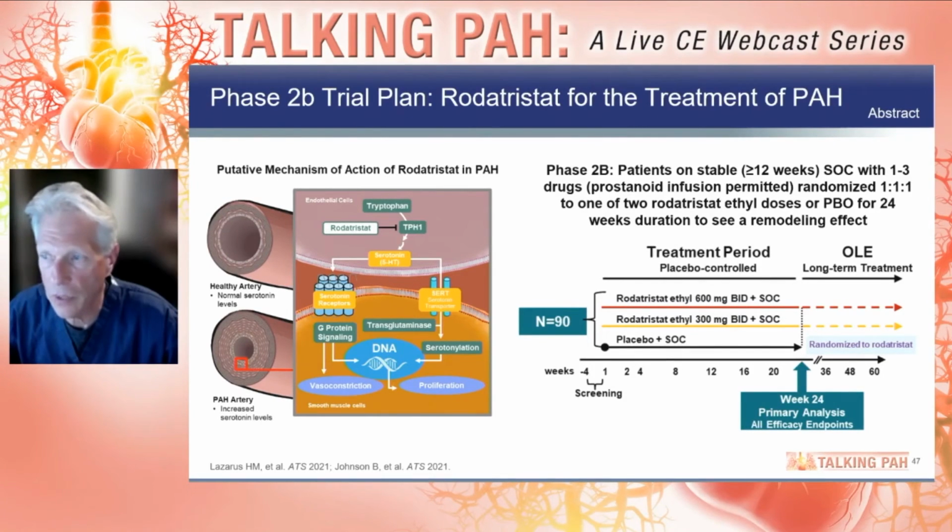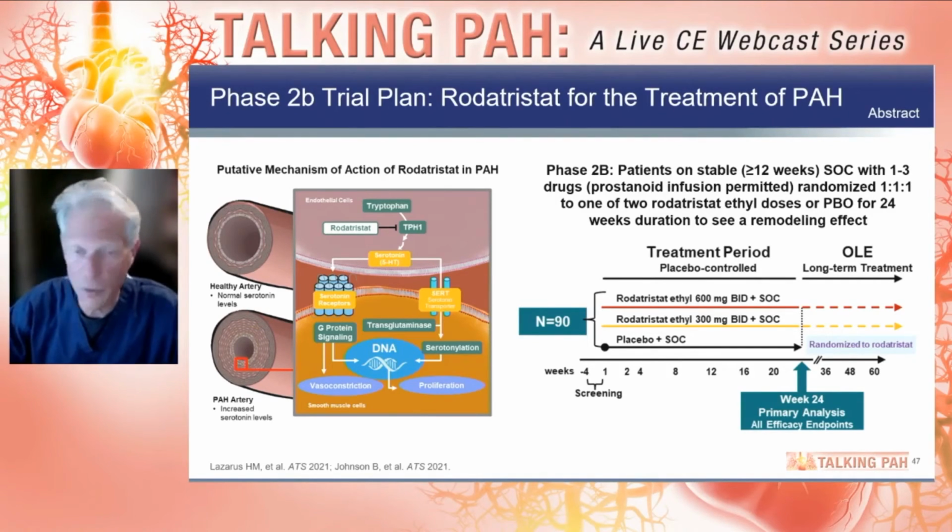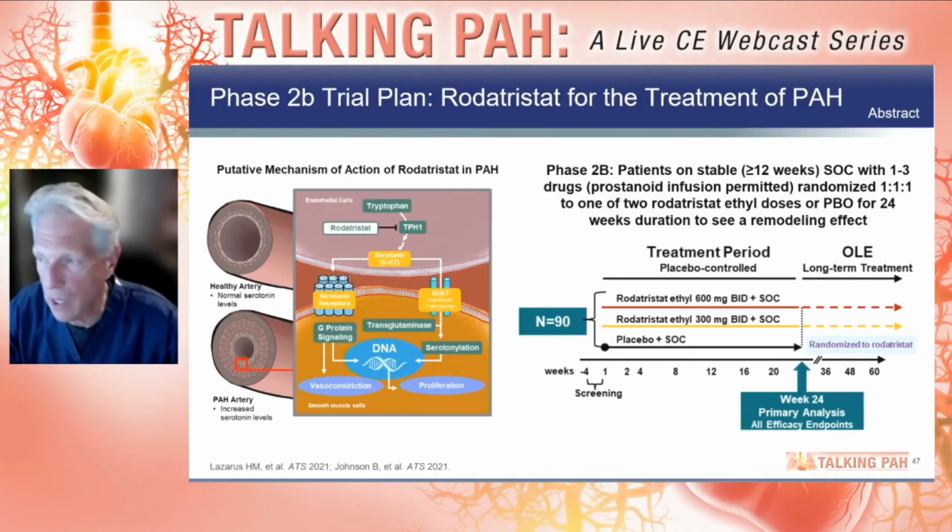It is looking at rodatrostat ethyl, which is a prodrug of a peripheral inhibitor of tryptophan hydroxylase, which has the effect of inhibiting the rate-limiting enzyme in the production of serotonin. And serotonin has been implicated in pulmonary vascular remodeling really for many years. It's just a matter of finding a drug that patients can tolerate and is effective. And so this drug is tolerated, and now we're trying to find out if it is effective.